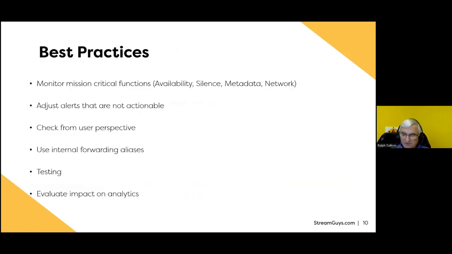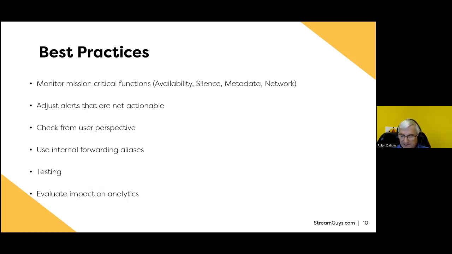The goal of monitoring and alerting is to quickly detect issues and notify people who can fix them. Best practices work towards those goals. You should monitor the mission-critical functions your audience relies on. In the streaming workflow, that includes whether a stream is up or not, whether it has audio or silent, whether your metadata is coming through and your network conditions are good. Knowing if there's a problem with any of these is definitely helpful.